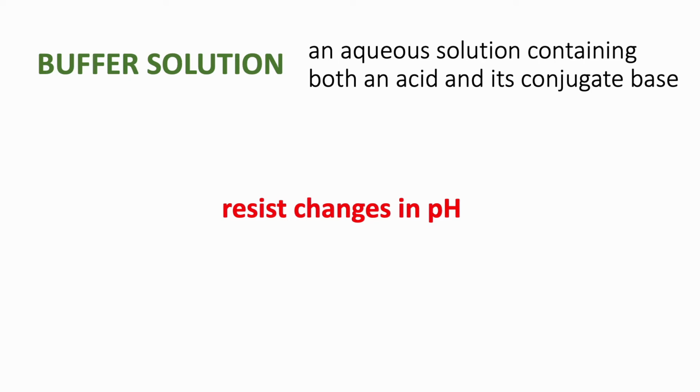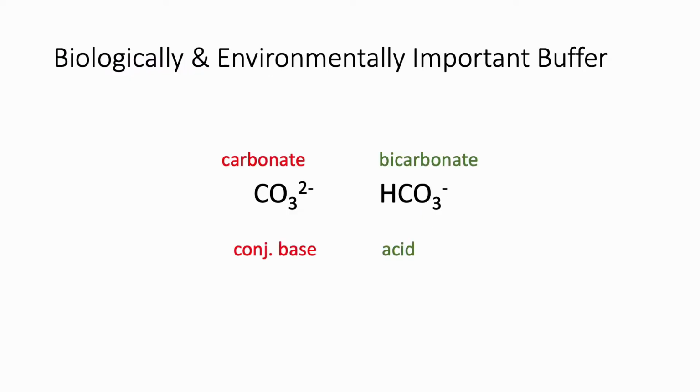Later in this video we'll talk more about how we can actually quantify how much buffers resist changes in pH, but for now we're just going to think about it qualitatively. So to illustrate how buffers can resist changes in pH, I'm going to use an example system that is important both from a biological point of view and an environmental point of view, and that is the carbonate-bicarbonate buffer system.